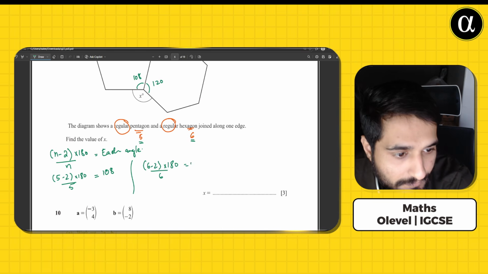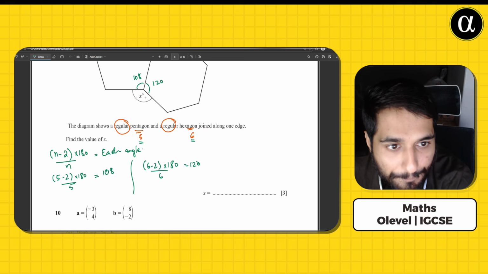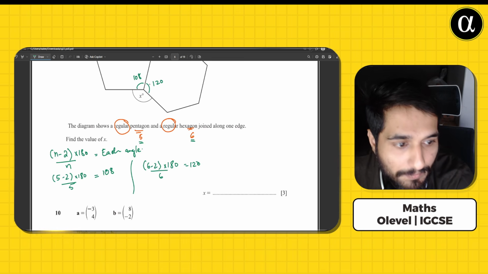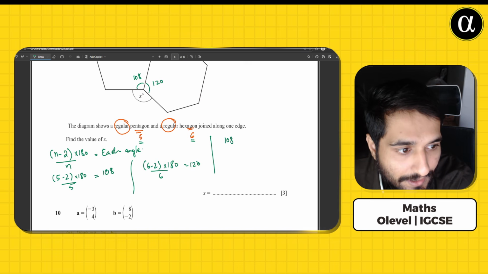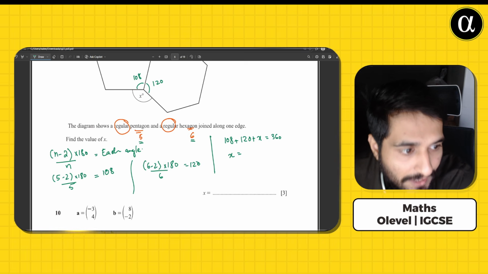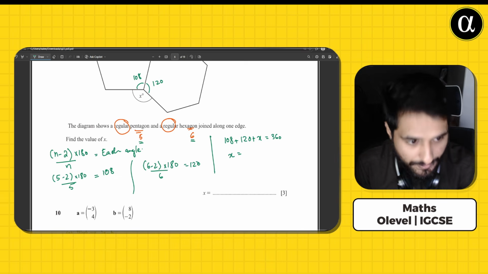All right. Now, if I want to find x, what this means is that these three angles combined should be equivalent to 360 degrees. What that means is 108 plus 120 plus x should be equivalent to 360 degrees, and the value for x would be 360 minus 120 minus 108, and this would be 132.